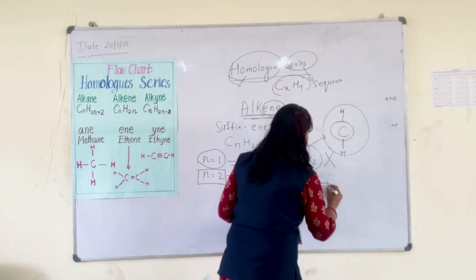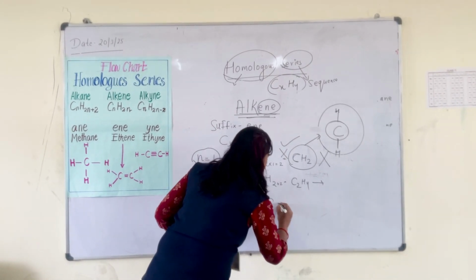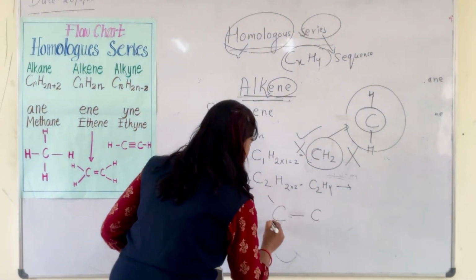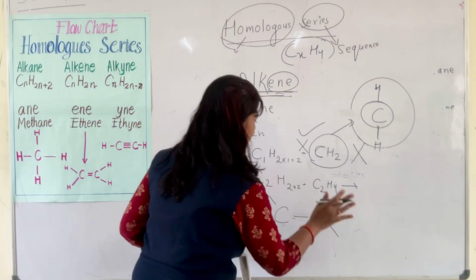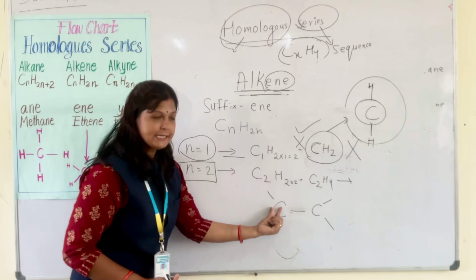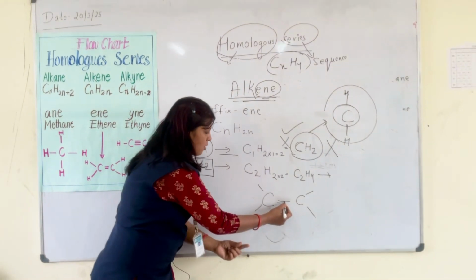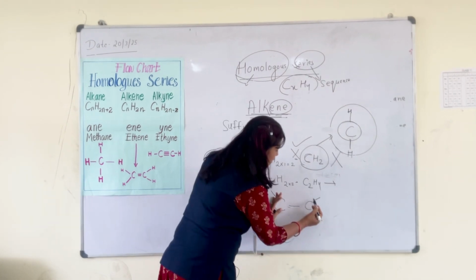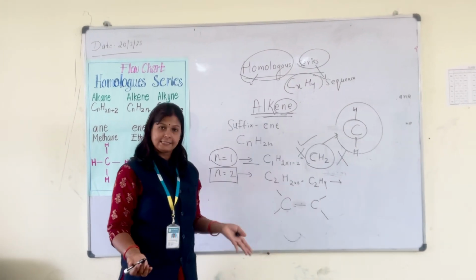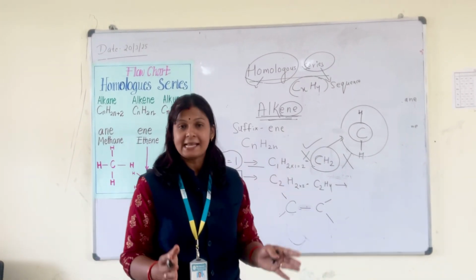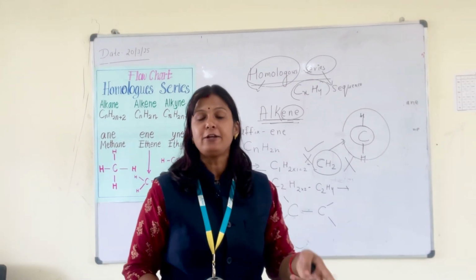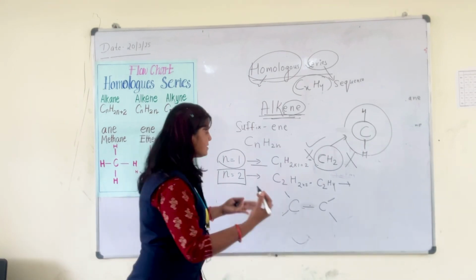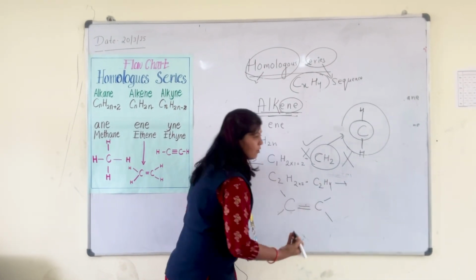Then how will we make this structure? C2, 4 hydrogen. 1, 2, 3, 4. Now see here. This carbon contains how many bonds? 1, 2, 3. This carbon, how many bonds? 1, 2, 3. Now is it stable? No. Because as I told, each carbon needs 4 bonds to be stable. Then how to make 4 bonds? Just make it a double bond.